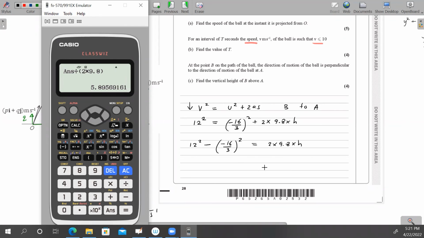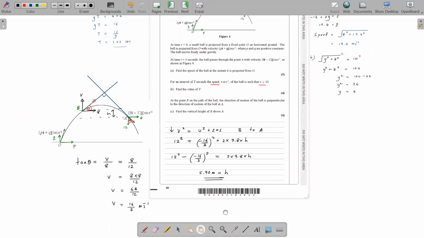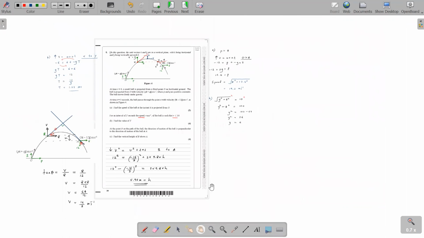Are you with me? h equals 5.90 meters. So maximum 3SF, or you can leave your answer even to 2 significant figures. Is this clear? Okay, so this is the end of this mechanics paper.